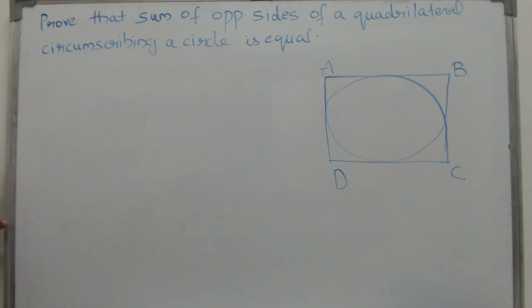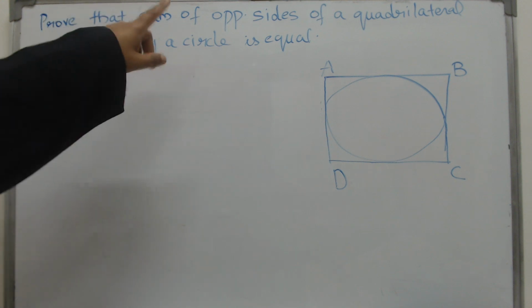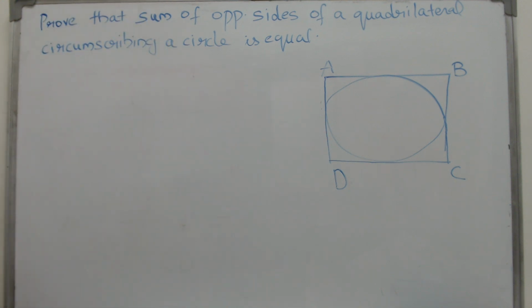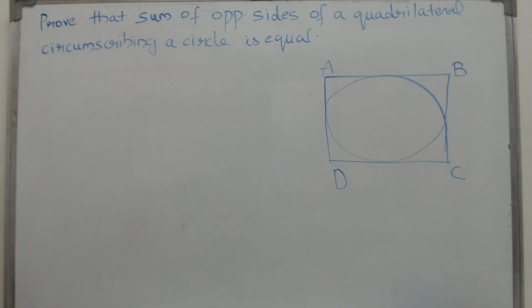Today we will see 3 different questions, but all of them dealing with the same premise. This is our first question. What is it about? If a quadrilateral circumscribes a circle, then the sum of its opposite sides is equal.